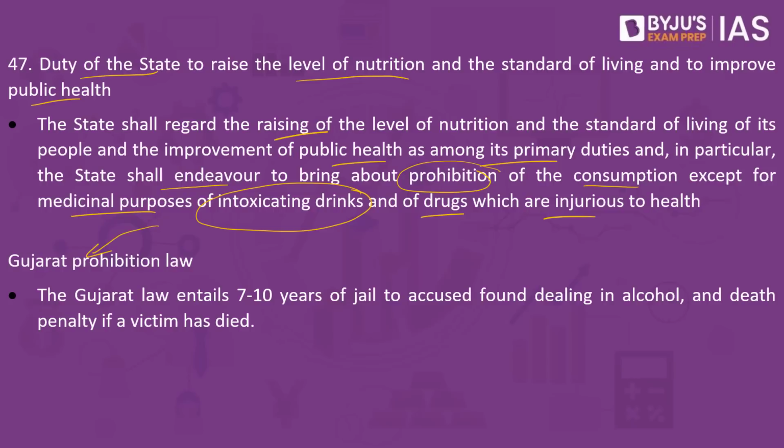There has been a ban on the sale of liquor in Gujarat since the year 1960. The dry state prohibits the sale of liquor and only has about 66 government authorized liquor shops which allow consumers with health permits or group permits to purchase the liquor. The Gujarat law entails about 7 to 10 years of jail to accused found dealing in alcohol, and if the person who's consumed this alcohol has passed away, in that case death penalty can also be imposed on the person who supplied this spurious liquor to the person who has passed away.